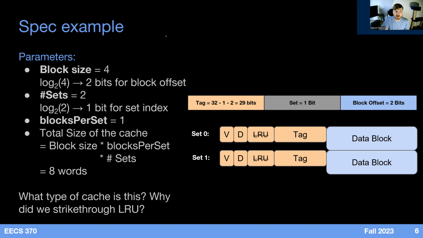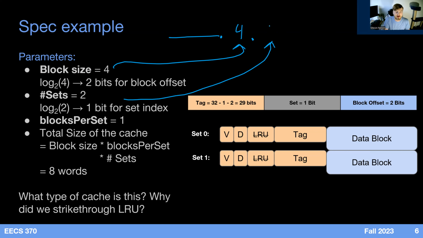So whenever you make a test name, you'll have some name and then a dot, and then you'll have a block size in words. That is going to be 4 for the spec example. And then you'll have a number of sets, which is going to be 2 here. And then you'll have blocks per set. And then you'll have your regular extension, AS or S or LC2K.